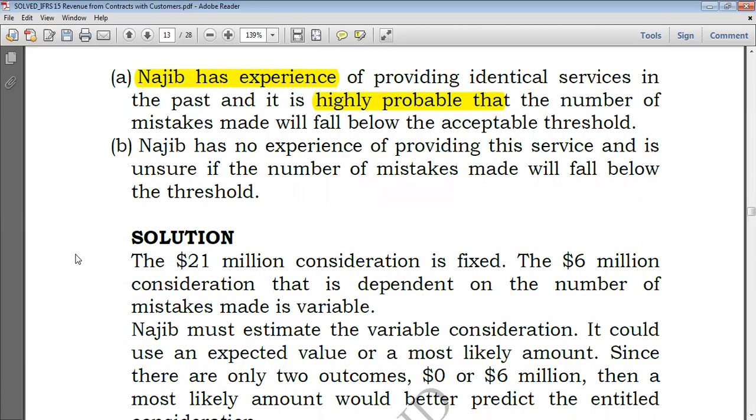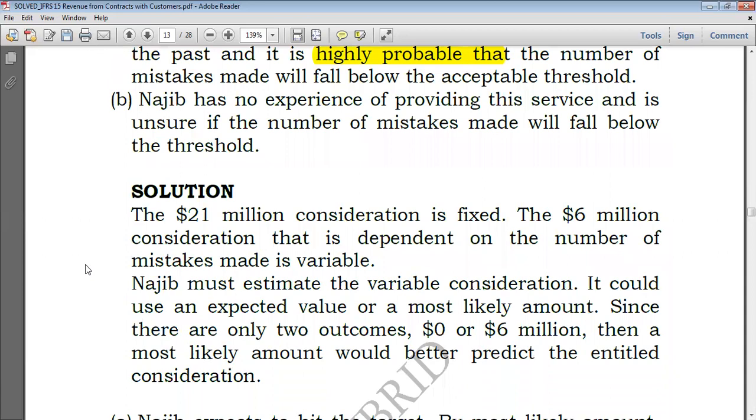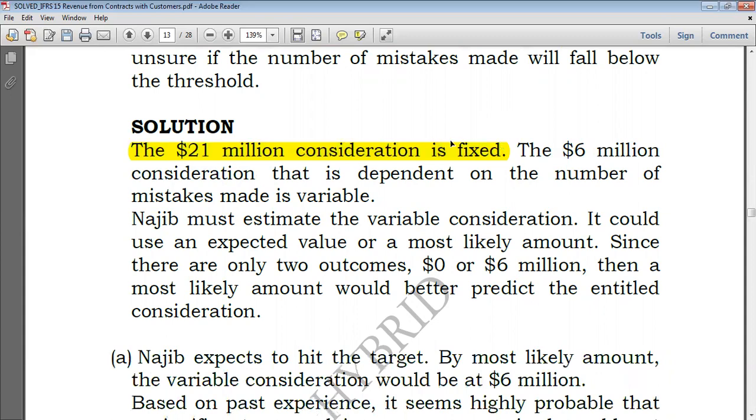And that's why in the solution here, note that the 21 million that was given wasn't variable, but only the 6 million was variable. That's why we say that the 21 million consideration is fixed. So no compromise about that. It's very, very obvious. What about the 6 million now? The 6 million consideration that is dependent on the number of mistakes made is variable. It's a variable consideration. And now if it's variable, you just go and check the probability.